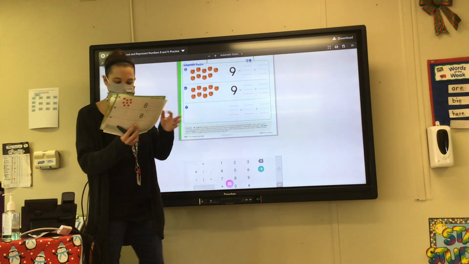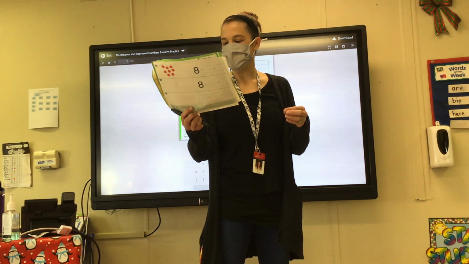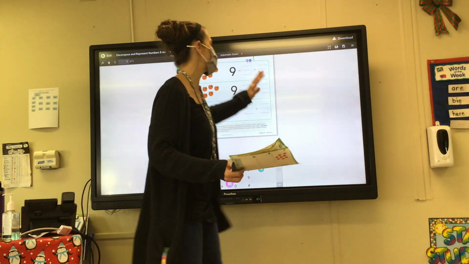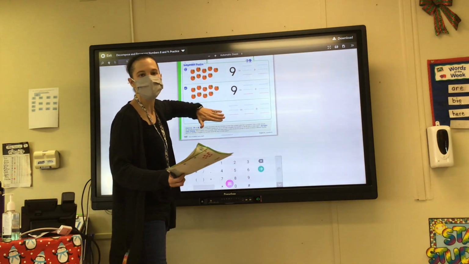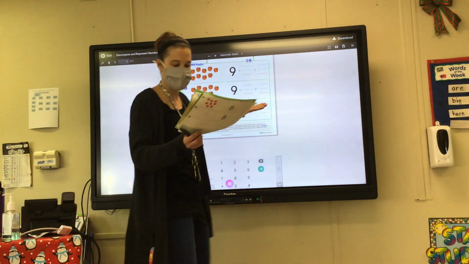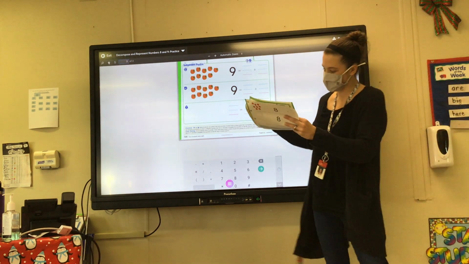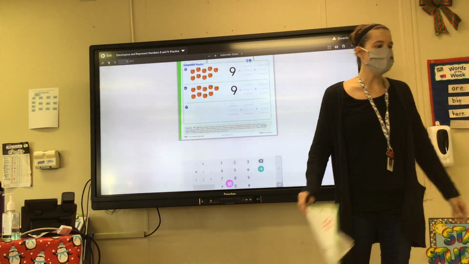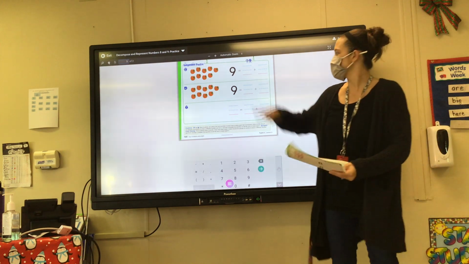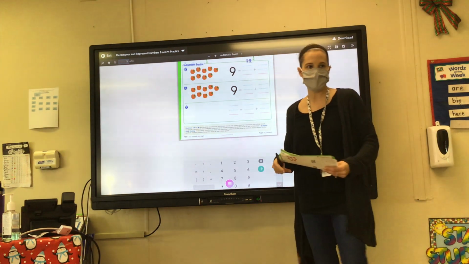Okay, you're going to draw 9 counters. Then you're going to draw a circle around 2 groups to show a different number pair. So it needs to be different than the 2 above it. Okay, so think about a different number pair for 9. And then complete your equation to tell the way to break apart 9. So the same thing, except you're drawing your 9 counters, and you're showing a different way to take apart 9.